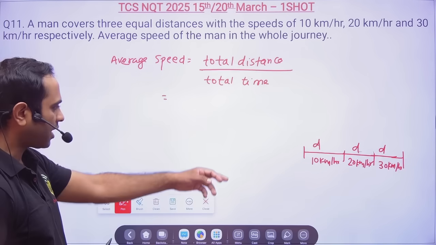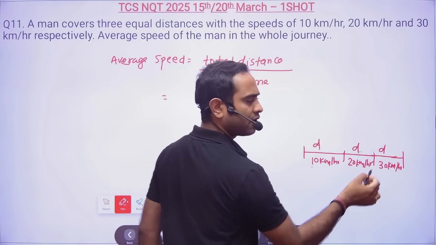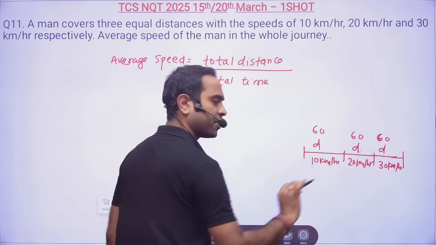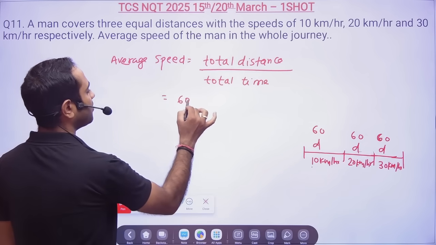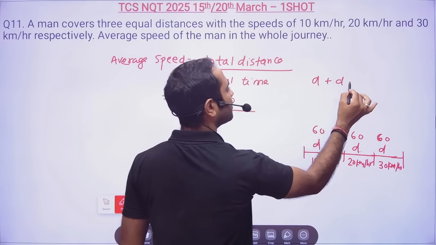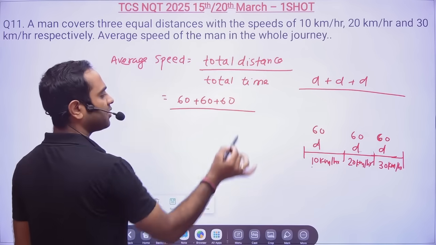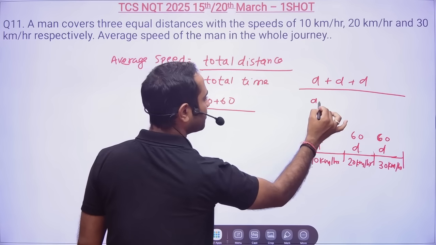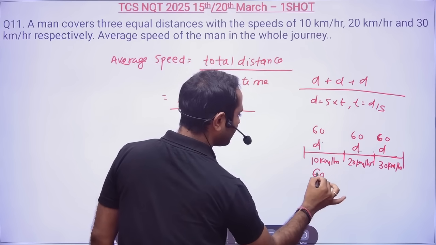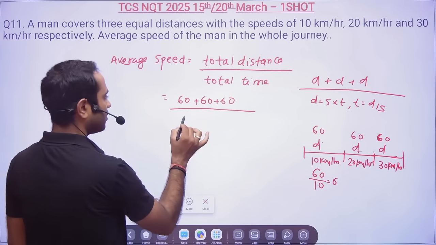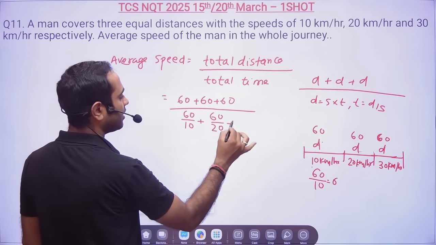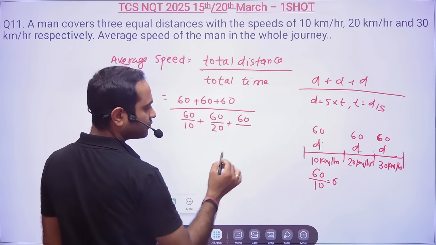Okay, so what I generally do is, because you have 10, 20 and 30, we'll assume a number which is divisible by all 3. So 10, 20, 30: 60 is a number which is divisible by all 3. Now my total distance will be 60 plus 60 plus 60. Sir, I don't want to do that. No problem, you take d plus d plus d, divided by the total time. Distance is equal to speed into time, so time is equal to distance by speed. So distance is 60 divided by 10, so it is 6, right? So here it will be 60 by 10, here 60 by 20, and here 60 by 30.